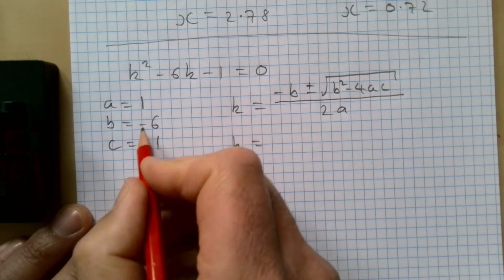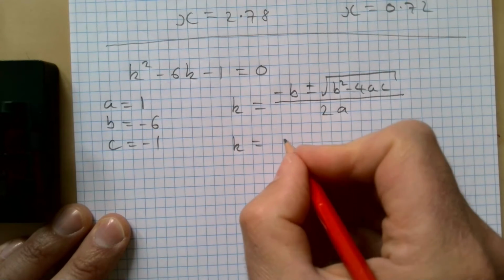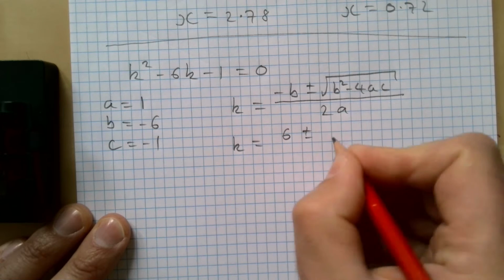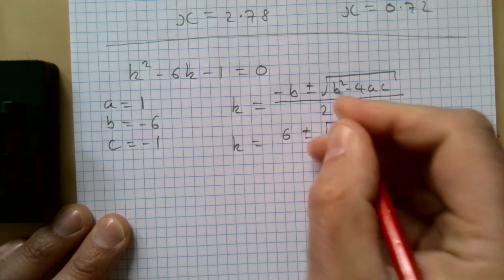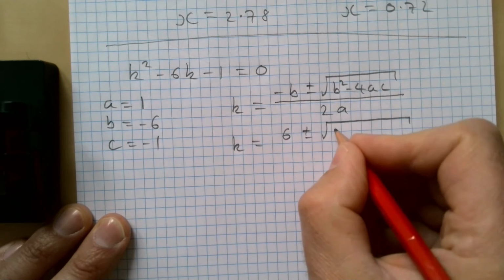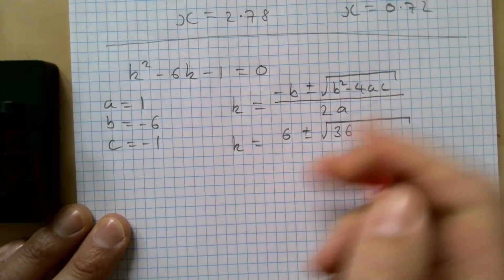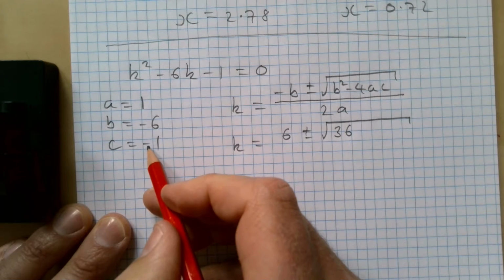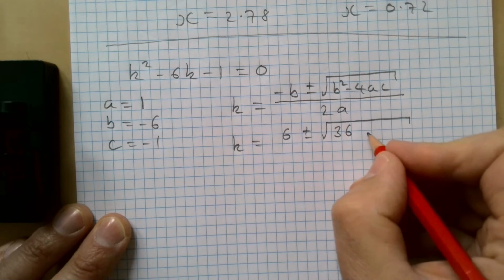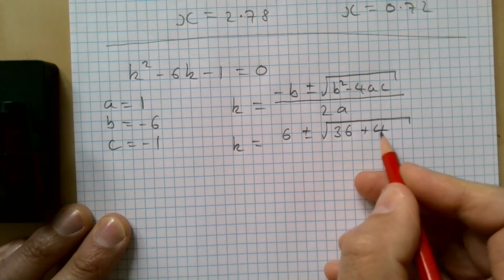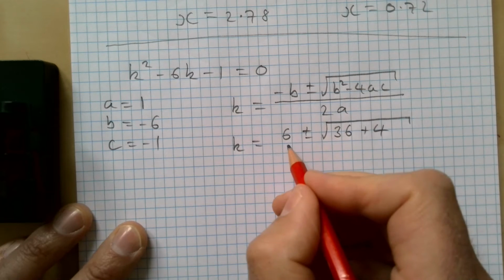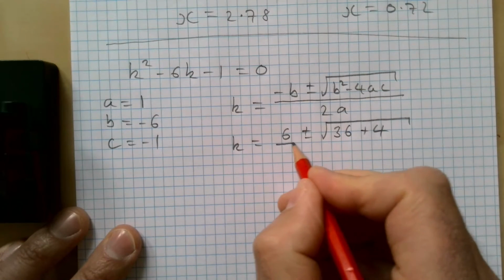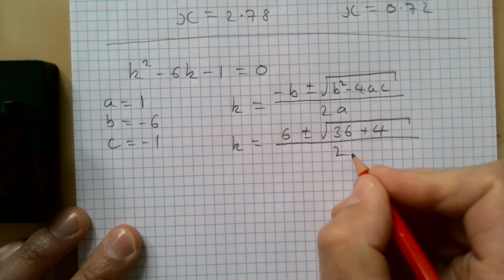k equals, so minus b, that's the same as the last one, minus minus 6, that's a 6, plus or minus the square root of b squared: minus 6 squared gives us a positive 36. Take away 4ac, so a times c gives me minus 1, so minus 4 times minus 1, so that's actually a plus 4. Again, that's a really common error. Make sure you see where that's coming from. All over 2a, so in this case this is going to be 2.